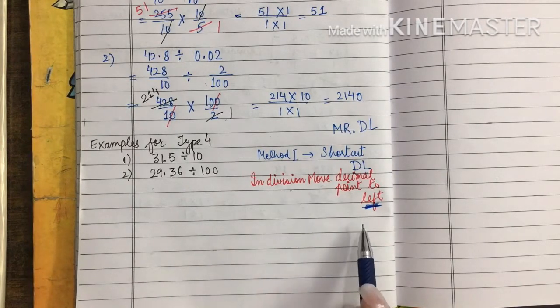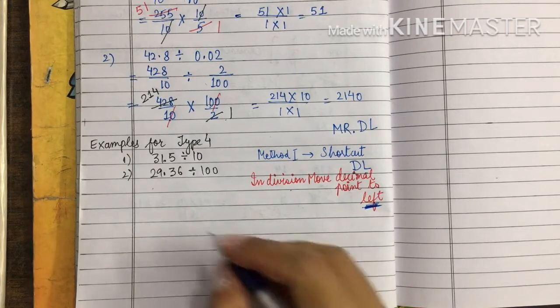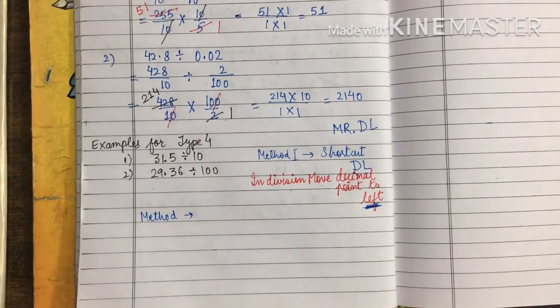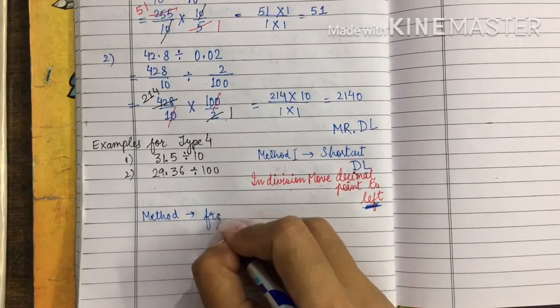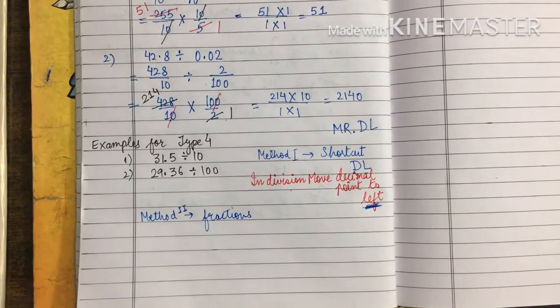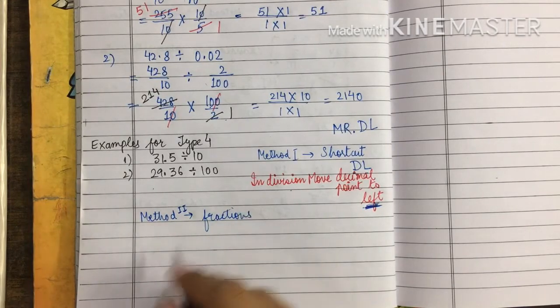And we have to move to the left side. In multiplication, we go to the right side. In division, we go to the left side. The second method that we have is the one we used in the previous two types, fractions. This is the second method. Now let us see how we are going to do these parts using these two methods, one by one.